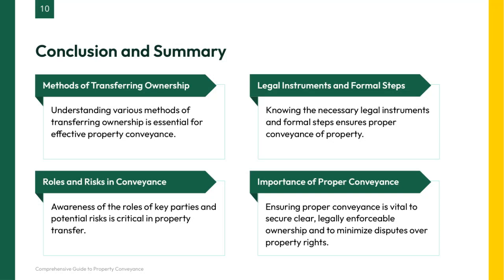To wrap up, it's important to remember the different methods of transferring ownership, as this knowledge is crucial for effective property conveyance. Equally important is understanding the legal instruments and formal steps involved, which help ensure the transfer is done correctly and legally. We also need to be aware of the roles played by the key parties in the process, as well as the risks that can arise during conveyance. Finally, ensuring proper conveyance safeguards clear and enforceable ownership, helping to avoid potential disputes over property rights. These points together form the foundation of a sound property transfer process.